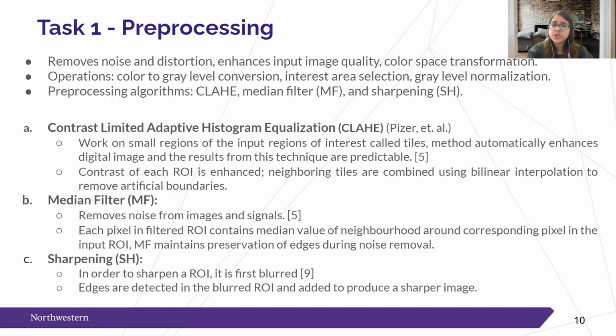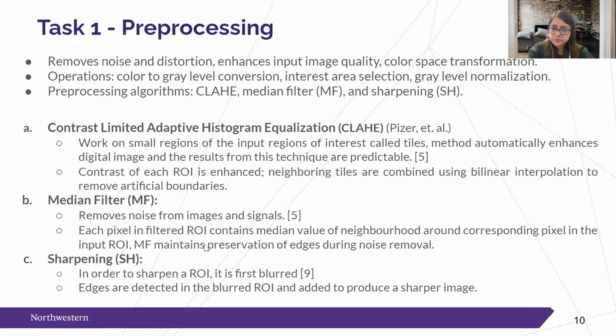In histogram equalization, you work on small ROIs, the interest regions called tiles. You automatically enhance the digital image, and the results from this technique are actually predictable most of the time. The contrast of each ROI is enhanced, and the neighboring tiles are combined using bilinear interpolation to remove the boundaries. In median filter, you remove the noise from the image and signals, and here each pixel is replaced by the median value of the neighboring pixels, or the pixels in the neighborhood. This method preserves edges and boundaries, so that's really useful if our application wants to keep the edges during noise removal.